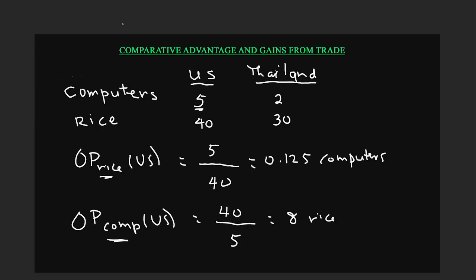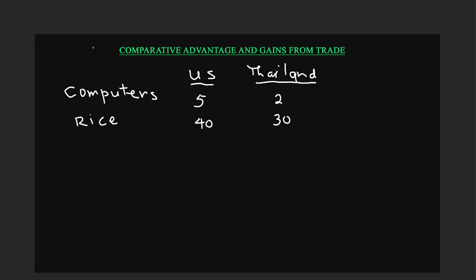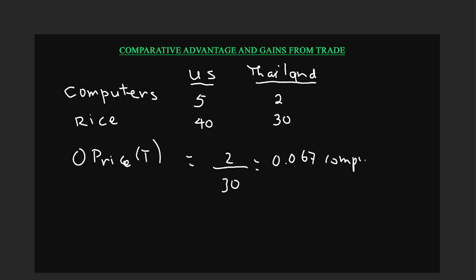We need to do the same for Thailand. Okay, so let's calculate the opportunity cost of rice for Thailand. We should just put T for Thailand. Again, we put rice in the denominator, so 30. You do this calculation, you get 0.07 computers. Okay, so this means that each bag of rice costs Thailand 0.0267 computers.